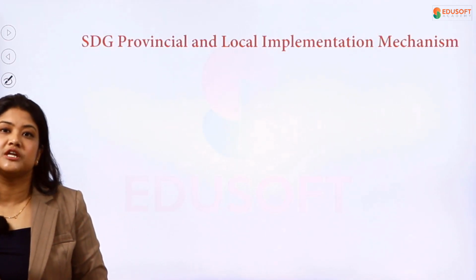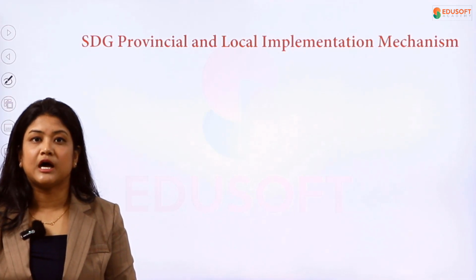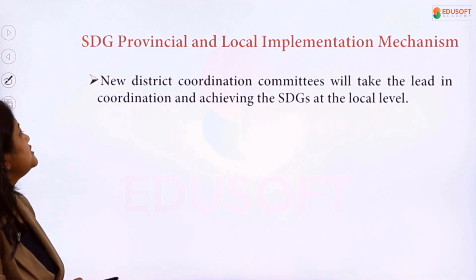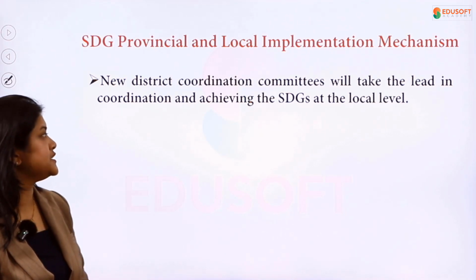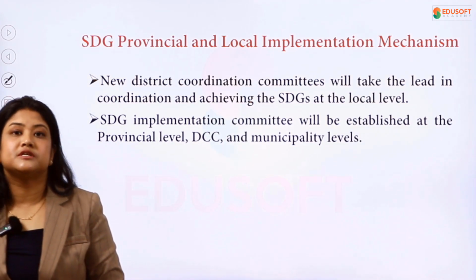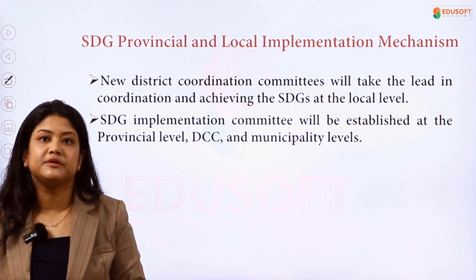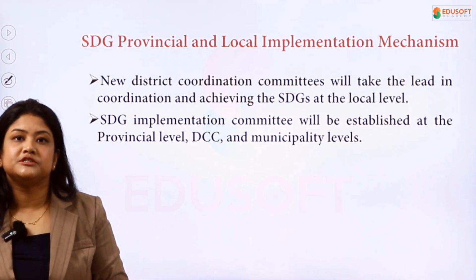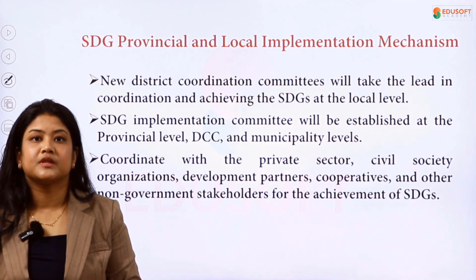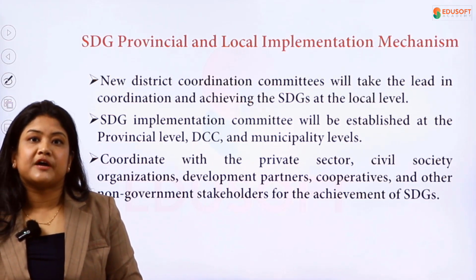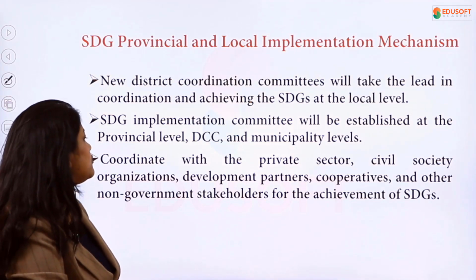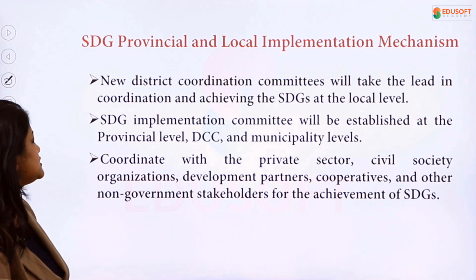Coming to the SDG provincial and local implementation mechanism, so how do they work? New district coordination committees will take the lead in coordination and achieving the SDGs at the local level. Then comes the SDG implementation committee, which will be established at the provincial level, district coordination committees, and municipality levels. Then they coordinate with the private sector, civil society organizations, development partners, cooperatives, and other non-governmental stakeholders for the achievement of SDGs.